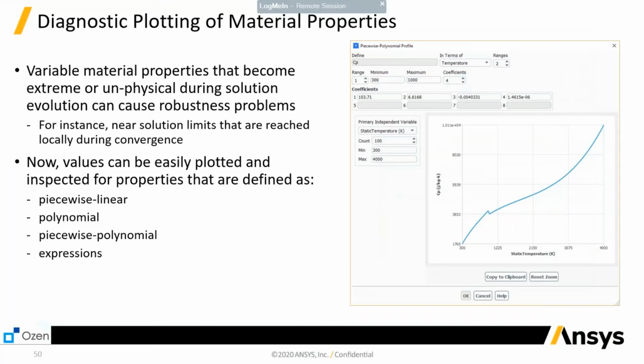And one more thing which has been requested by a lot of customers is to be able to plot the material properties as a function of, for example, temperature or pressure. And now it can be done easily in the same window, similar to expression. You can put properties and see how they behave at different operating conditions.